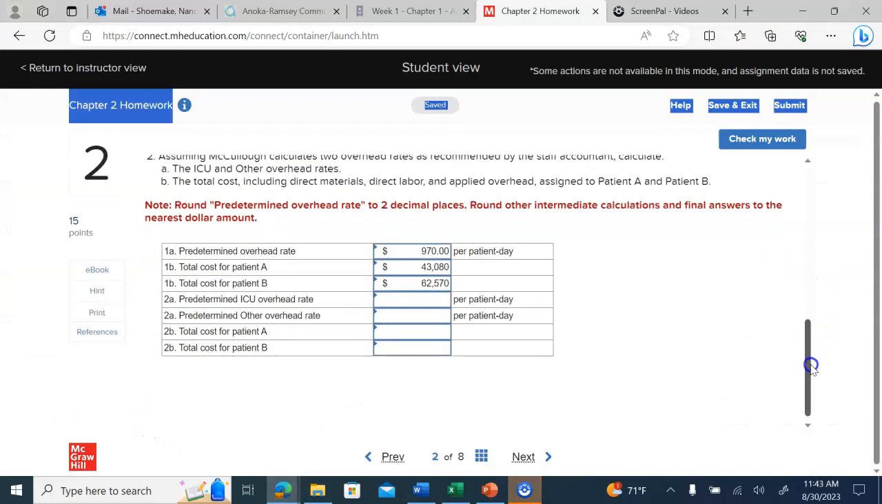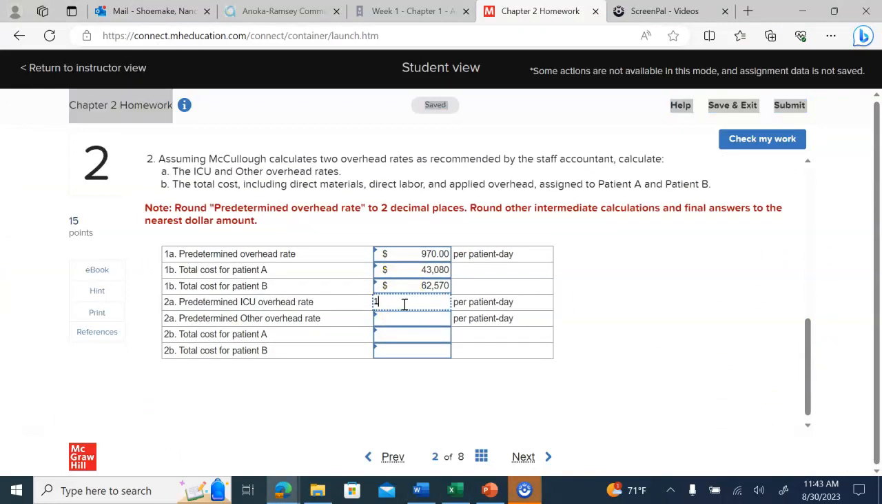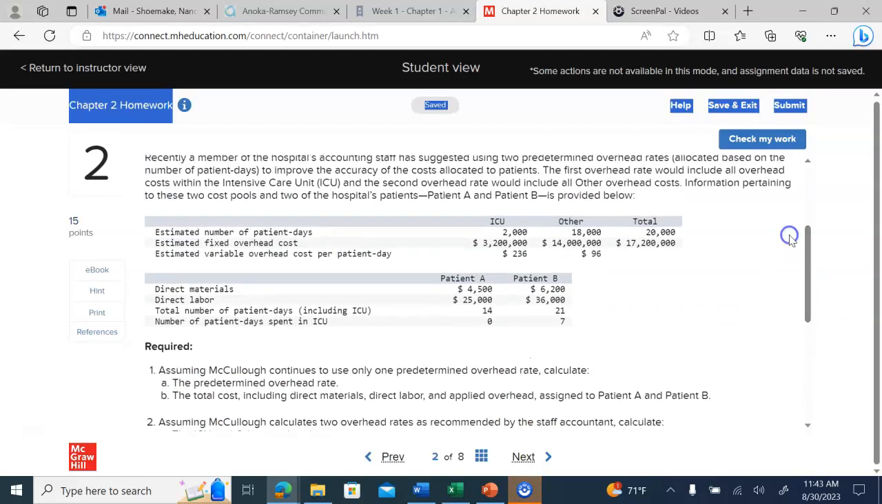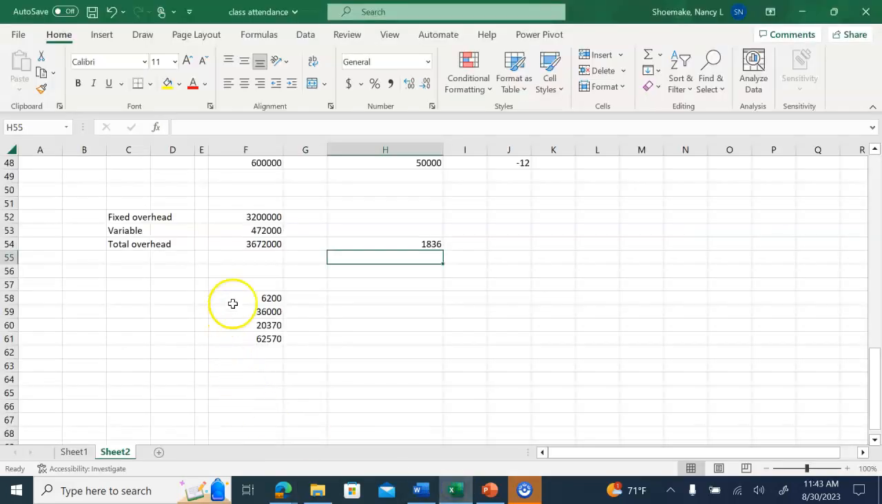Okay? So it tells us here the ICU is a fixed rate of 3,200,000. The variable rate is 236 times 2,000 days. You total those and you divide it by 2,000 patient days to come up with the 1,836. Okay?